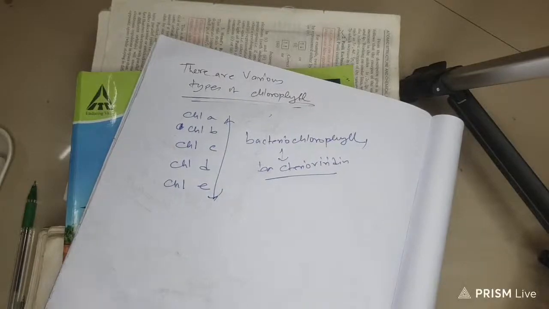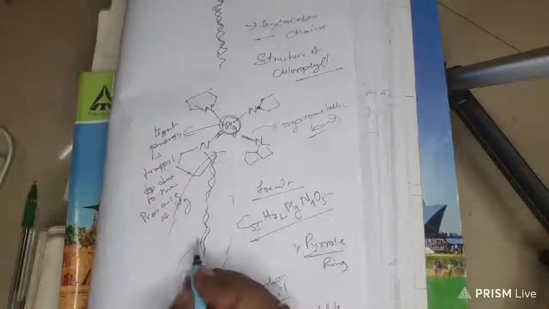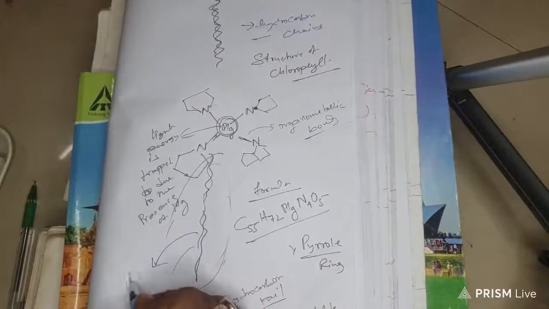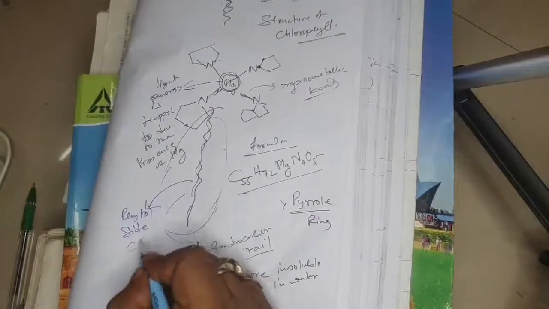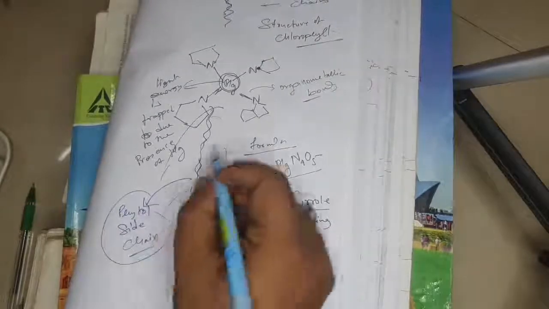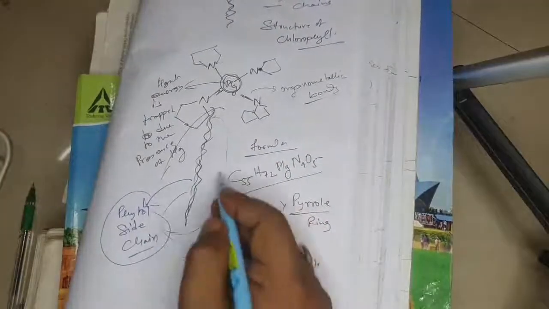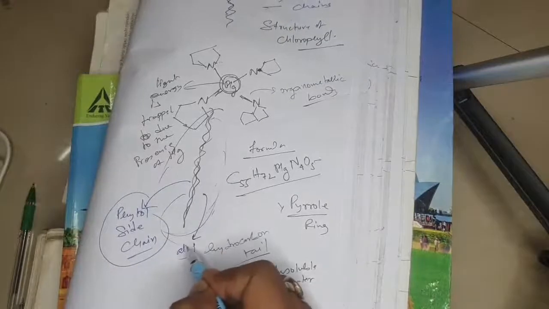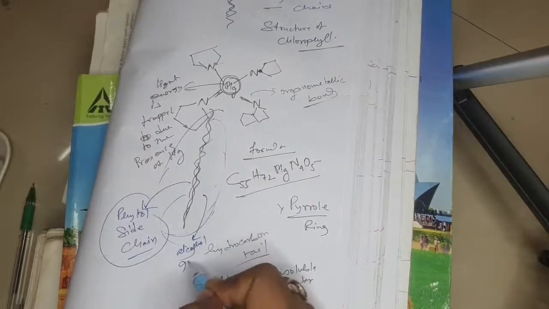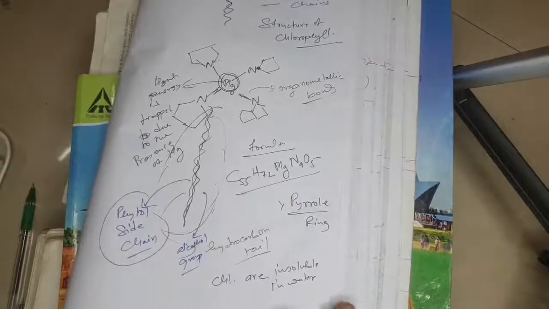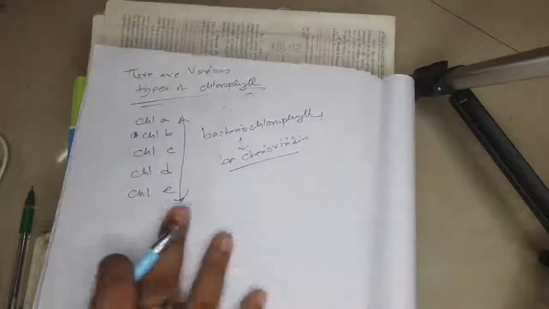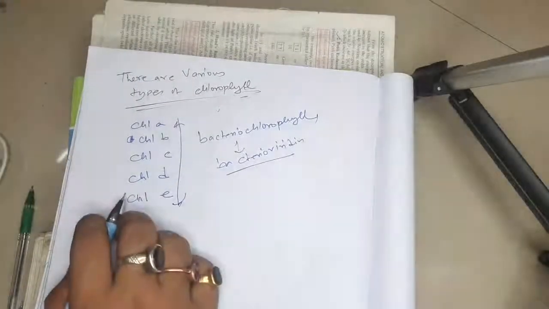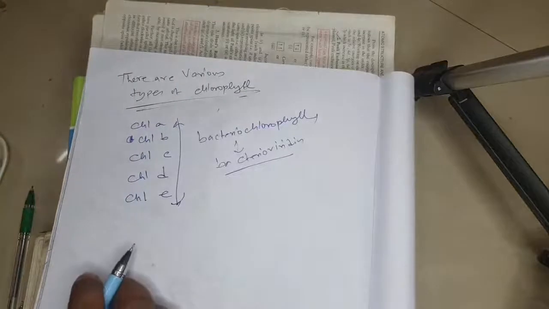If you want to know the name of this side chain, I have told you this is a hydrocarbon side chain. The name of the side chain is phytol. Remember, the phytol side chain contains an alcohol group. So this is also a phytol side chain. Anyway, moving forward, chlorophyll A, B, C, D, E are the types of chlorophylls.